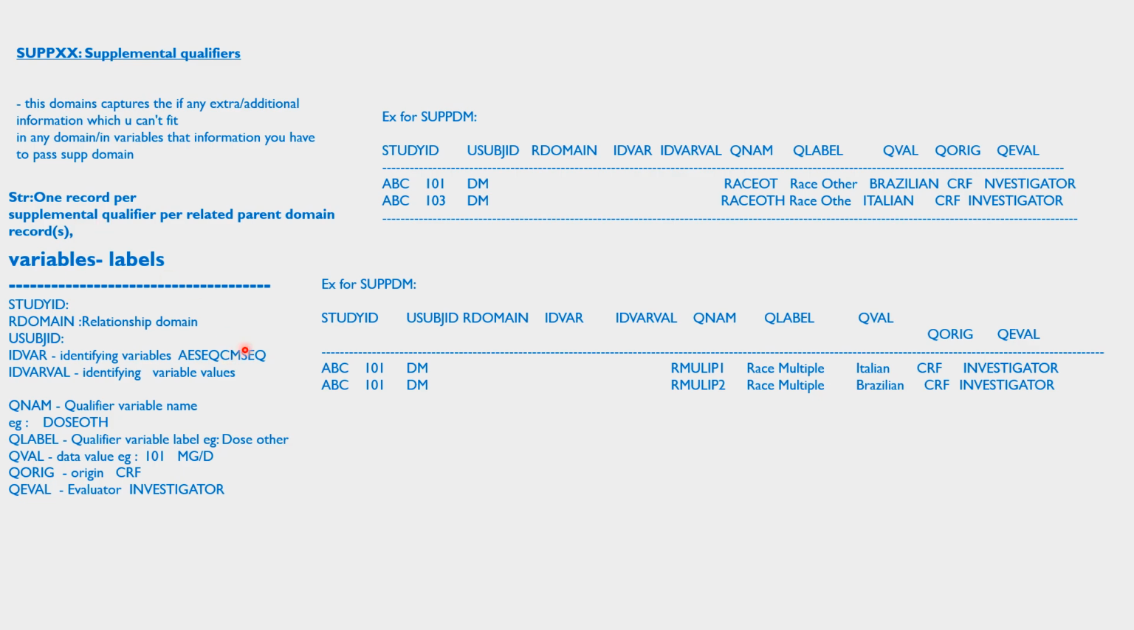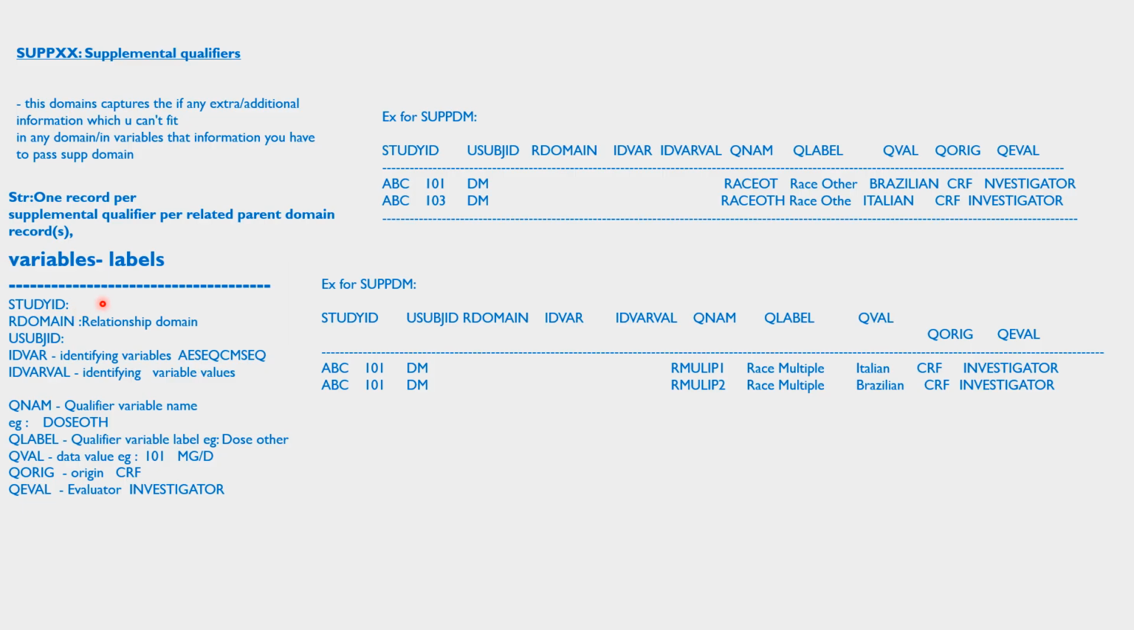The next domain is the supplementary domain, or supplementary qualifiers. This domain captures any extra or additional information that you cannot fit in a domain as per the SDTM implementation guide; that variable information we have to put in the supplementary domain. For every domain we have a supplementary domain: for DM it is SUPPDM, for AE SUPPAE, for LB SUPPLB. For every domain a supplementary domain will be there when the data is not suitable for the main domain.